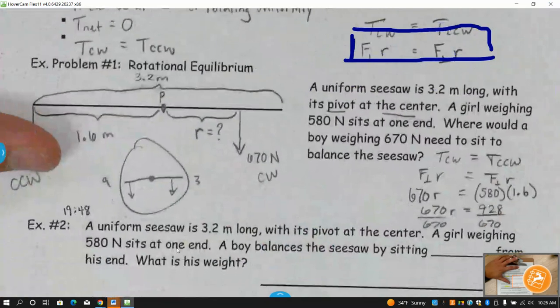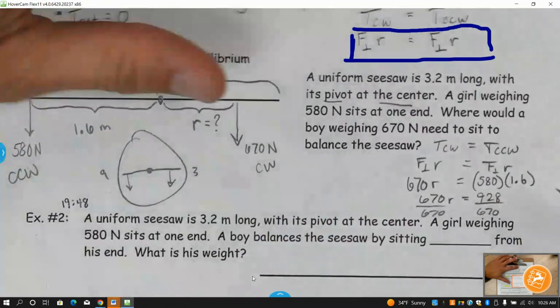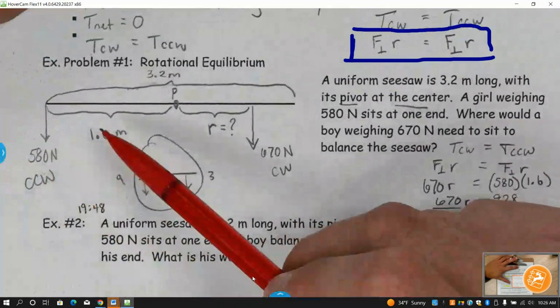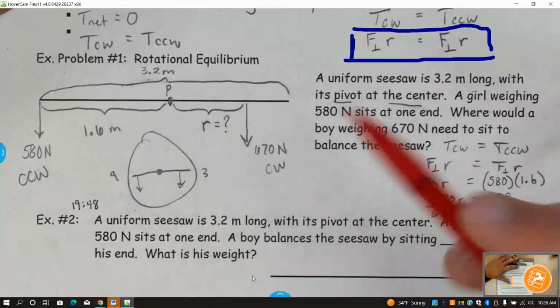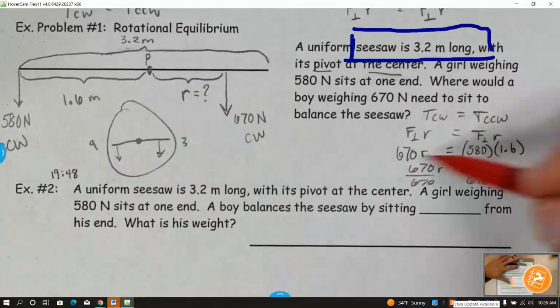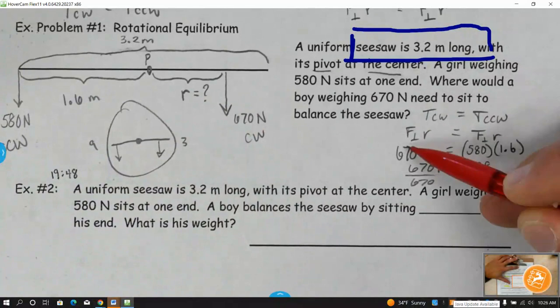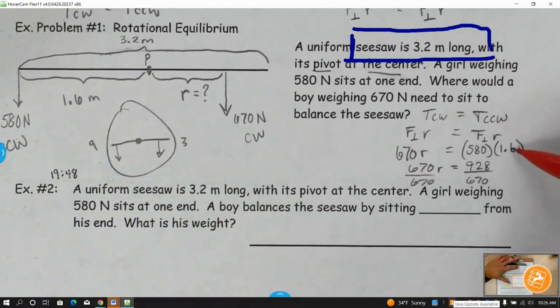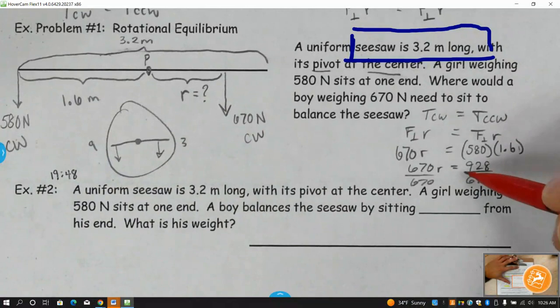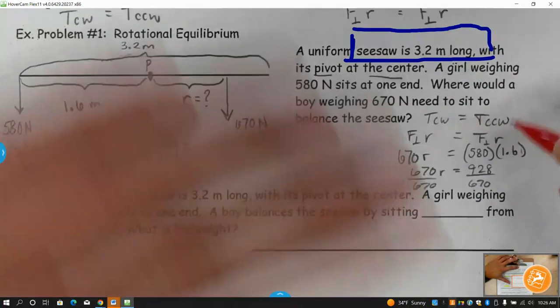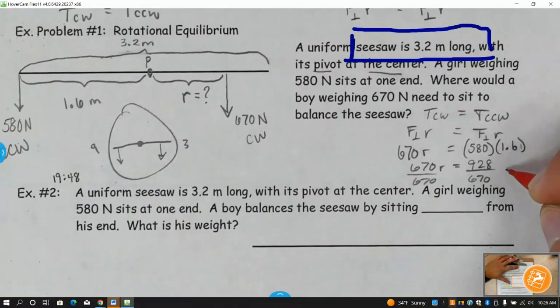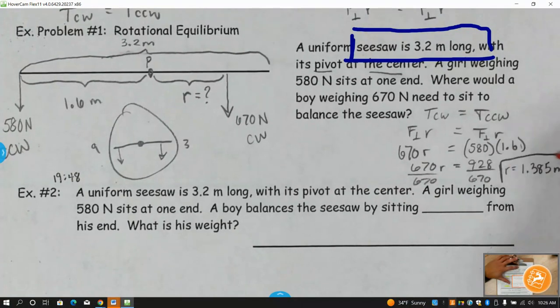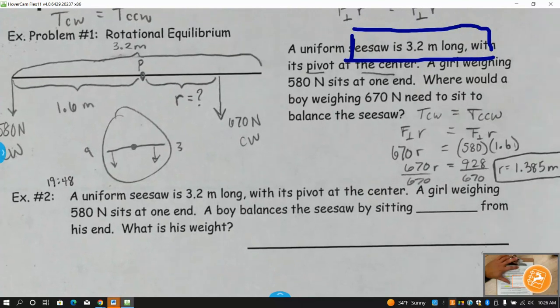So we had to use this equation here: force times lever arm has to equal this force times this lever arm. By setting them equal to each other, you have 580 times 1.6 equaling 670 R. Multiply these out, and you get 928 is equal to 670 R. Divide both sides by 670, and you should be left with an R value of 1.385 meters. All right.